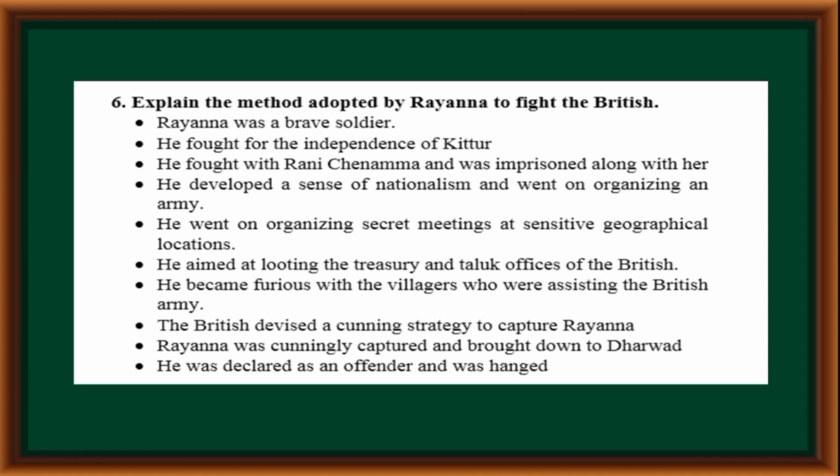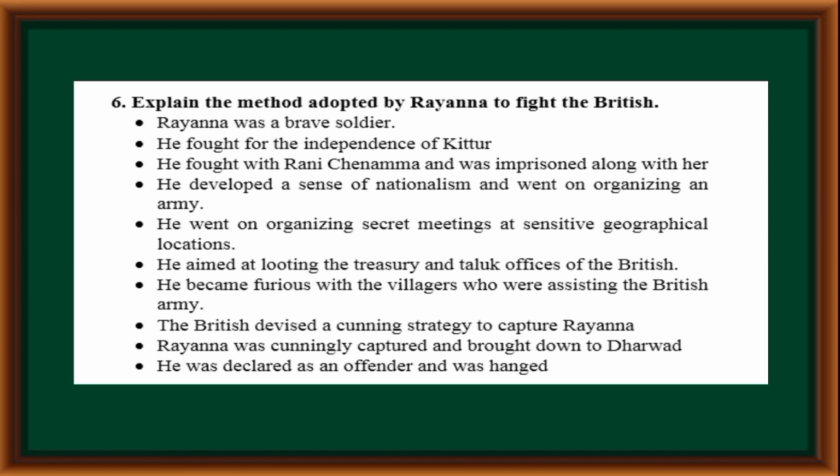Explain the method adopted by Sangolli Rayanna to fight against the British. Rayanna was a brave soldier. He fought for the independence of Kittur. He fought with Rani Chennamma and was imprisoned. Along with her, he developed a sense of nationalism and went on organizing an army.